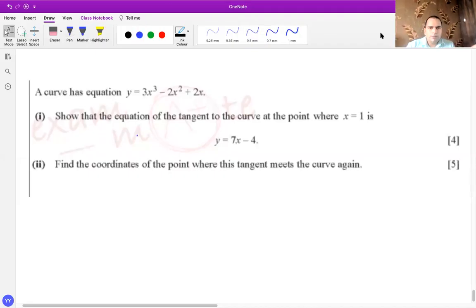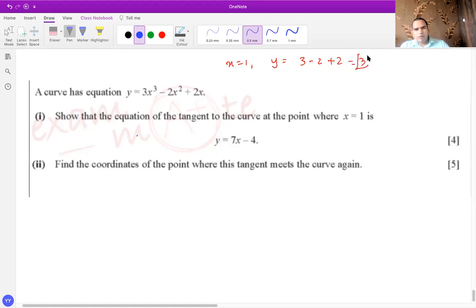So in this example, what we'll be basically working on is once again to find out the equation of tangent. So this is the curve that has been given: y is 3x cubed minus 2x squared plus 2x, and show that the equation of tangent where x is 1 is this. Once again, the first step is to find out the y coordinate. Make sure you have the y coordinate. So when x is 1, y is going to be 3 minus 2 plus 2, which is 3. So y coordinate is 3.